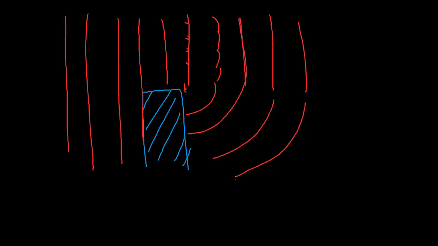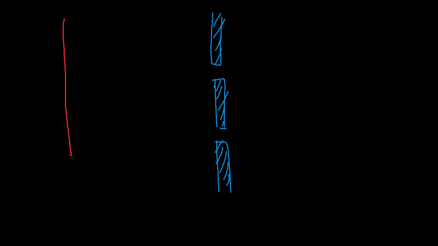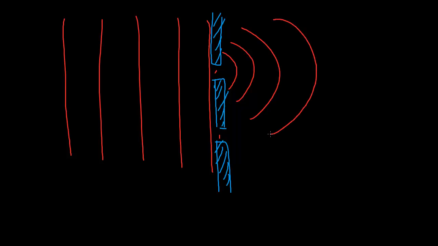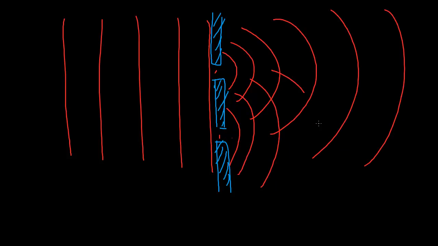Now, the place where it's really useful is when we have more than one slit. Say we have a wall, and we have two slits in it. Wavefronts, wavefronts. All these get blocked except for these two. So we have one spherical wave here, and we have another spherical wave here.